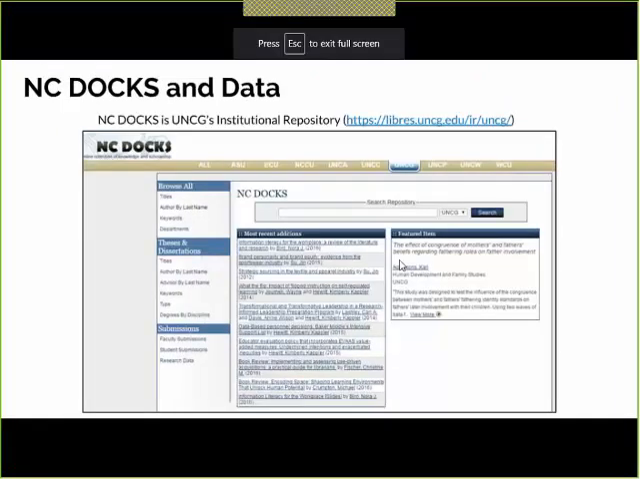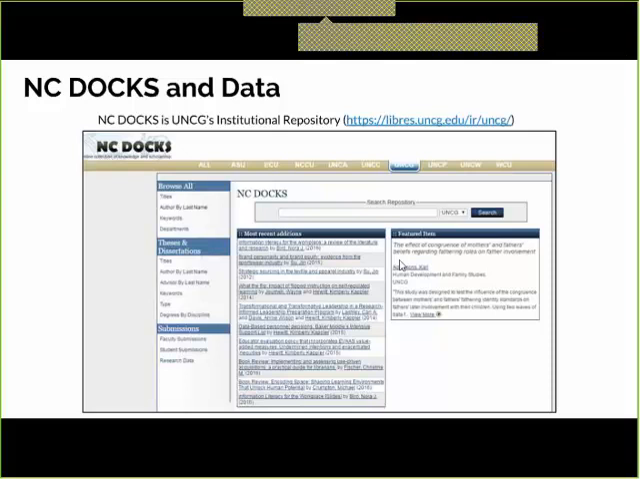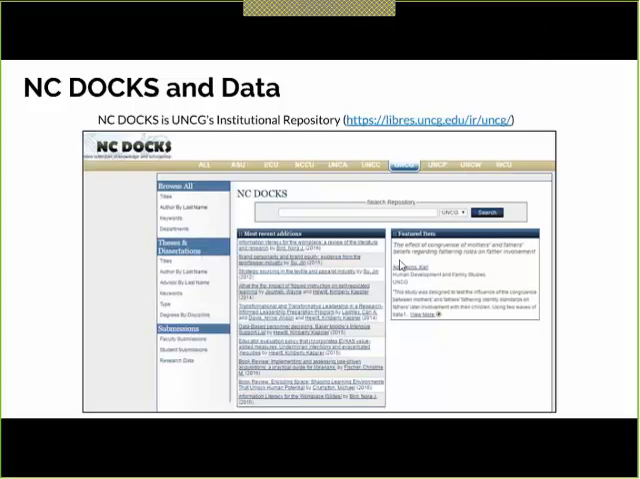NC Docs and data. So NC Docs is our institutional repository for, and Anna, do you want to talk about NC Docs a little bit? So are any of y'all familiar with NC Docs in the room? It stands for the North Carolina Digital Online Collection of Knowledge and Scholarship, which is a mouthful. It is our institutional repository for faculty and student scholarship.